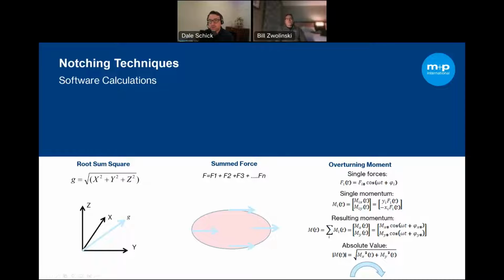Summed force, which is known as vector add in the software, is a simple weighted sum of all the sensors in the calculation. Moment, which calculates the overturning moment of a system using coordinates or weighted by distance, is calculated using the force expressions that Bill had mentioned earlier.